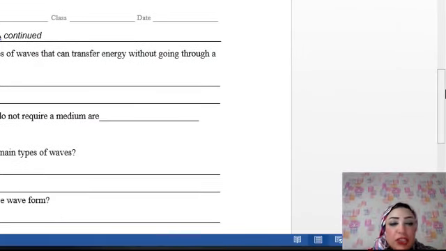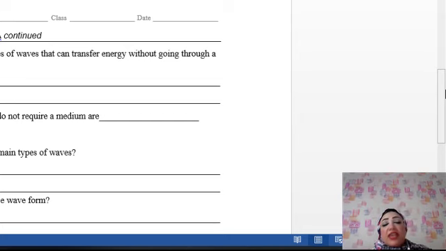Okay, then if I ask you to list 3 examples of the waves that can transfer energy without going through a medium. Okay, yeah, they changed the form of the question. Waves that transfer energy without a medium is the way you ask me for the types of waves that don't need a medium to travel through, which are called electromagnetic waves. So give me 3 examples. Yes, it's very easy. Light waves, microwaves, radio waves. These are all examples of the types of waves that don't need a medium to travel through. Some waves that don't require a medium are electromagnetic waves.